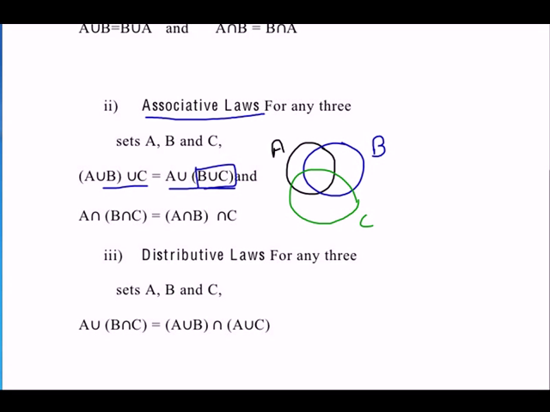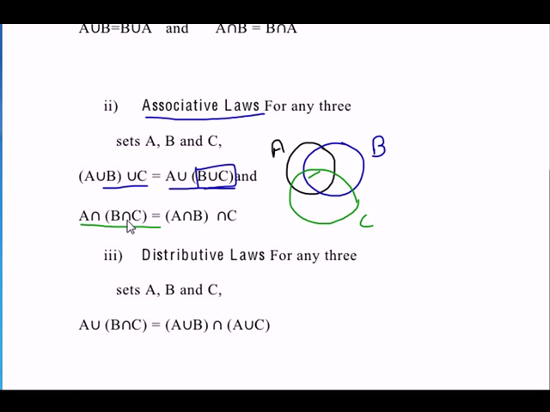So essentially A union B union C is the sum of these three circles together, and it doesn't matter in which order you add them. Now let's look at A intersection B intersection C. So in this case you are doing the B and C intersection first, so let's see what you get.